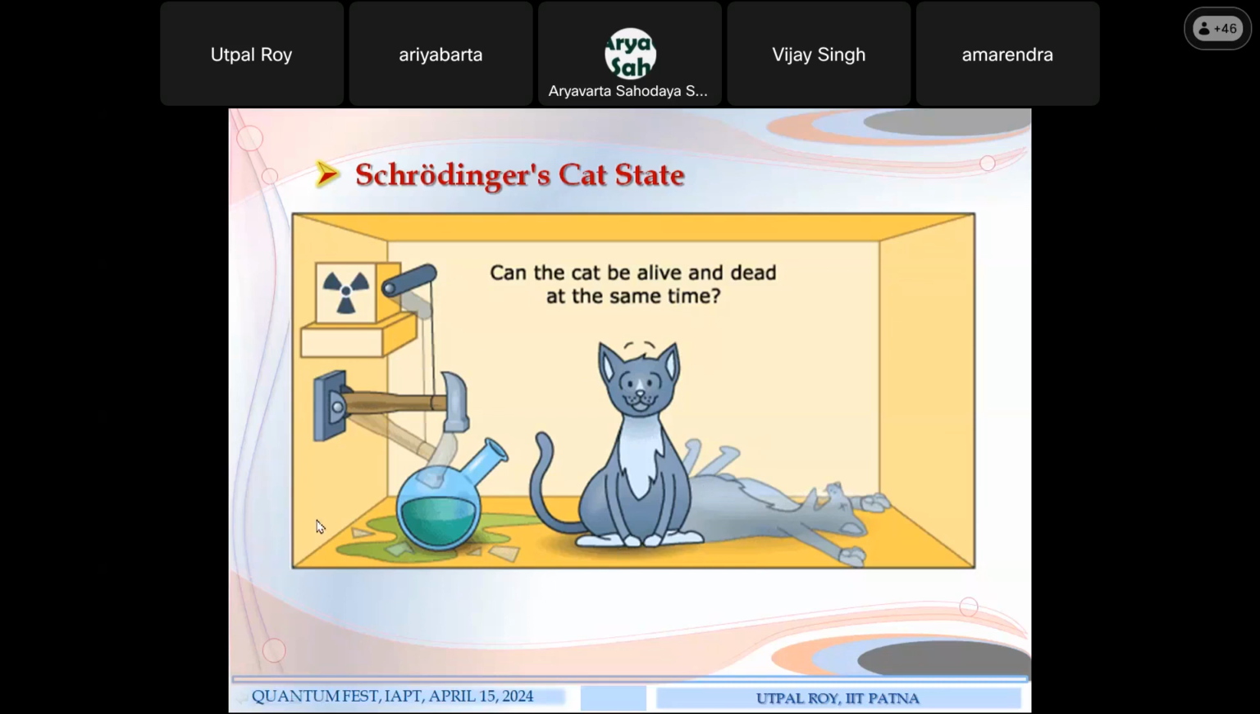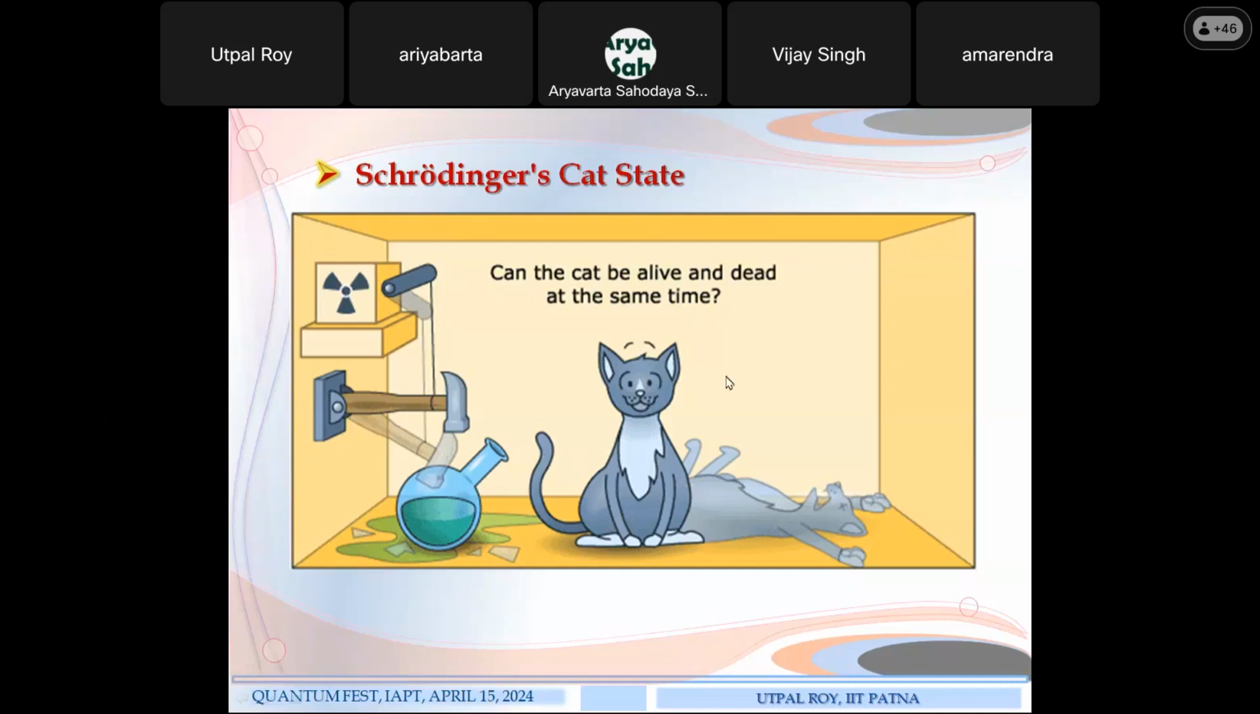Say this is a closed box, and there is a cat inside the box, and you have poison in this beaker, and there is a hammer over it. If this hammer falls down, the beaker will break, the poison will come out, and the cat will die. But how will the hammer fall down? There is a radioactive element in this box, emitting spontaneously and randomly, and we cannot have control over it. If the radioactive element decays, then the hammer falls, the beaker breaks, poison comes out, and the cat dies.